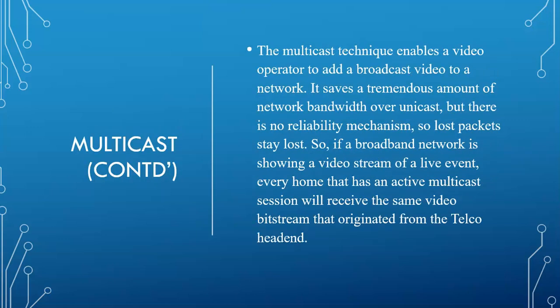The multicast technique enables a video operator to add a broadcast video to a network. It saves a tremendous amount of network bandwidth over a unicast, but there is no reliability mechanism, so lost packets stay lost. So if a broadband network is showing a video stream of a live event, every home that has an active multicast session will receive the same video bit stream that originated from the telco head end.